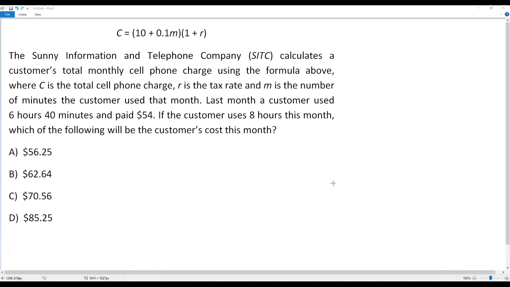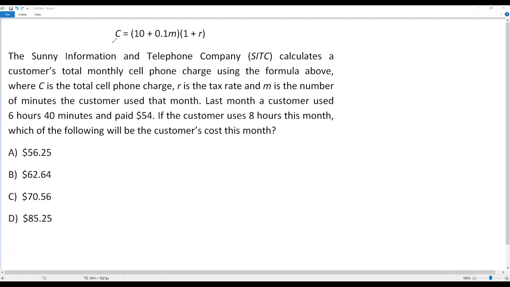Here we have a SAT math problem. Okay, let's go to the question. C equals 10 plus 0.1 times M times (1 plus R).